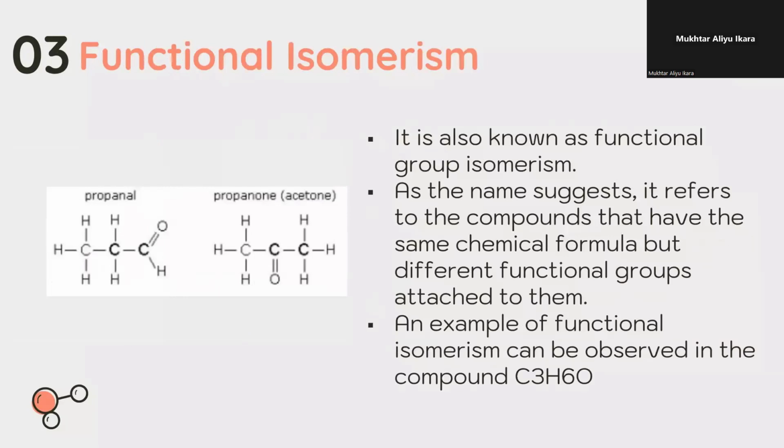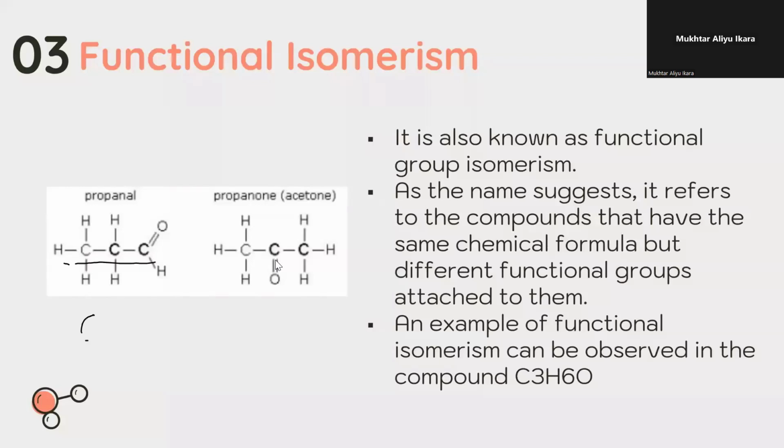So what is functional group isomerism? In the case of functional group isomerism, as the name suggests, it refers to compounds that have the same chemical formula but different functional groups attached to them. An example of this functional group isomerism is propanol and propanone. So propanol and propanone, if you can see this compound clearly, you can see that the number of carbon is 3.